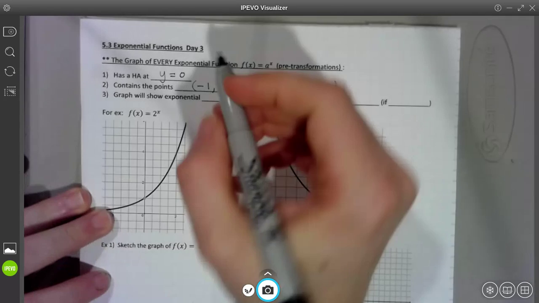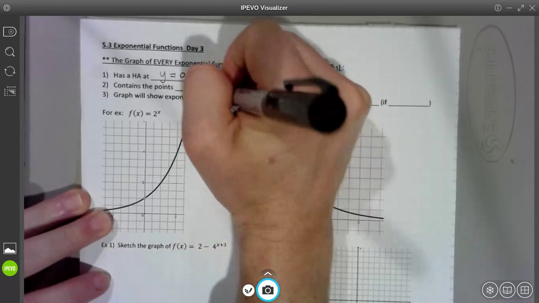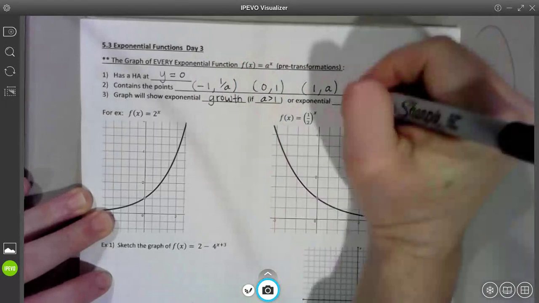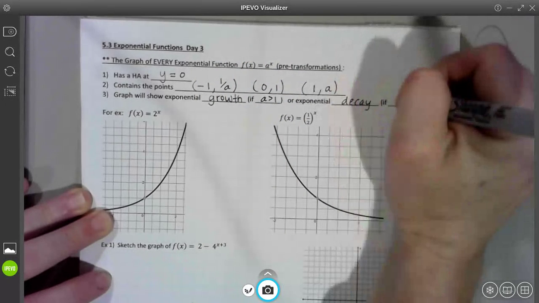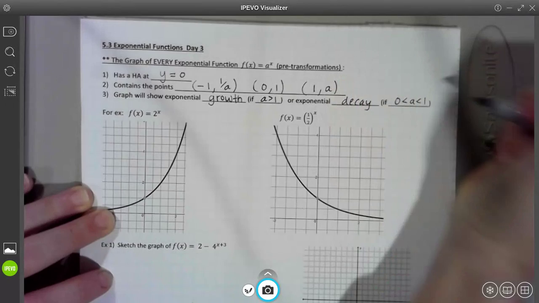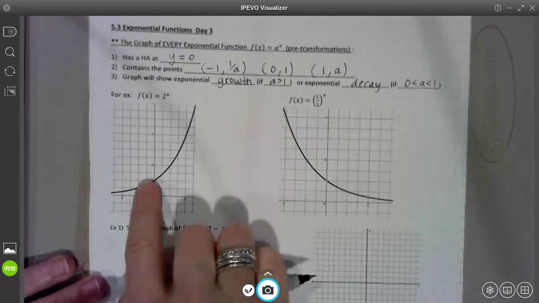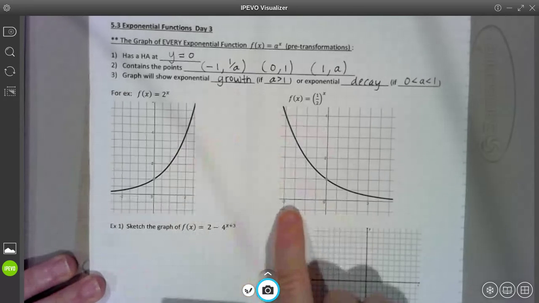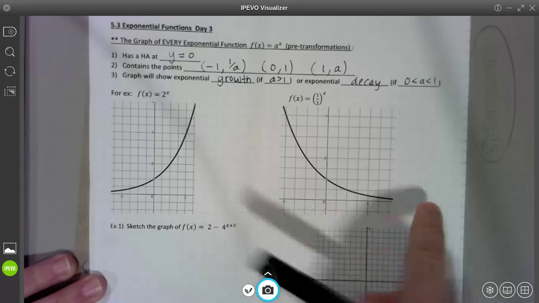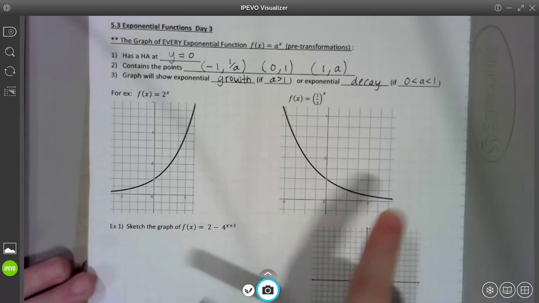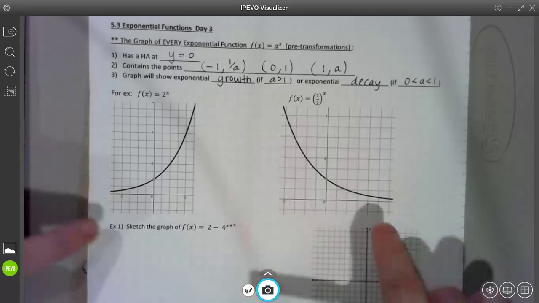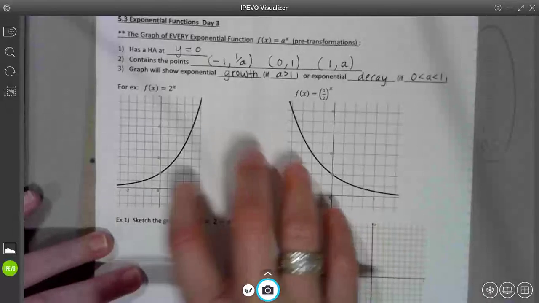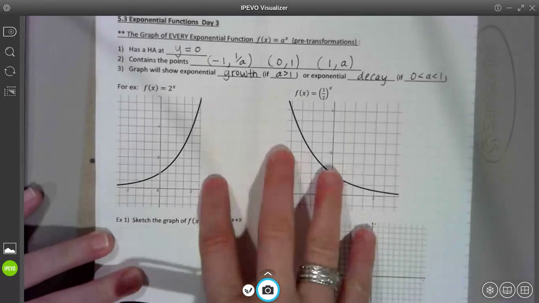All right, and then again, the graph will show exponential growth when a is bigger than 1, and it will show exponential decay when a is a fraction between 0 and 1. Perfect. Okay, so here is our exponential growth. As x gets bigger, y gets rapidly bigger at an exponential rate. In exponential decay, when x gets bigger, y gets smaller at an exponential rate. But notice, negative numbers and 0 do not live on this graph, right? Or as the y-coordinate, I should say. So 0 and negative numbers do not come out of an exponential function.